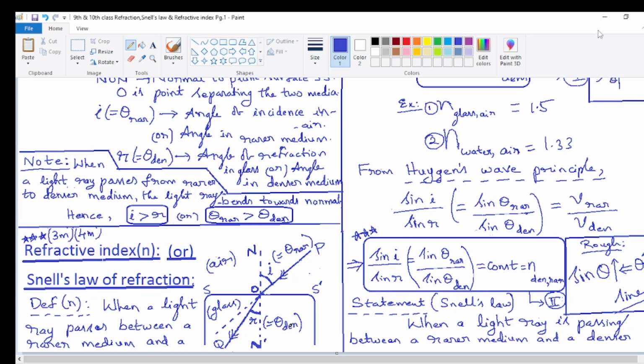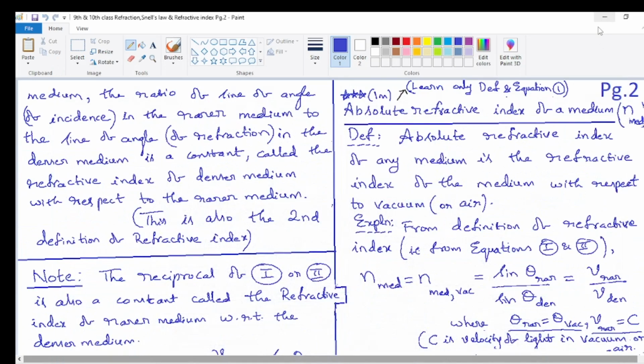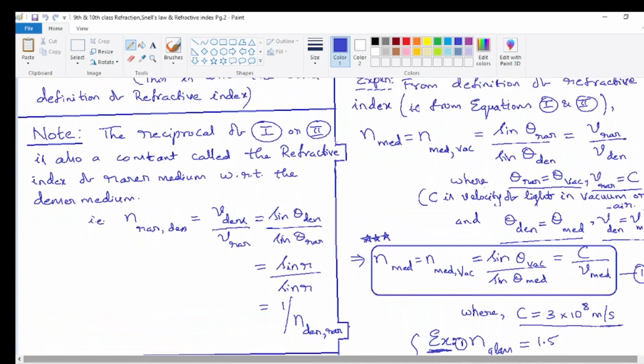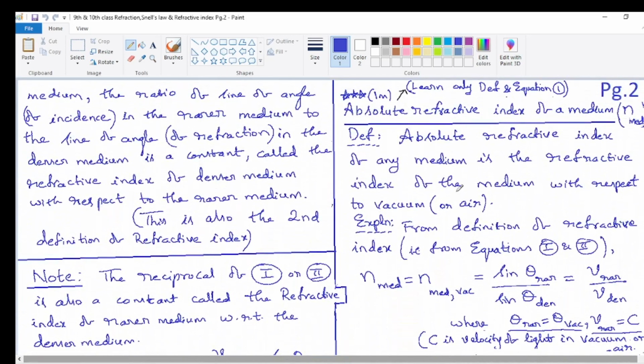So next, second page you see. This is the second page. This is the end of the 5 marks or 4 marks or 3 marks answer, definition of refractive index and the Snell's law of refraction. Next you have some note points. Note points will not be useful for marks, but they are very useful for understanding and solving different kinds of problems, especially problems.